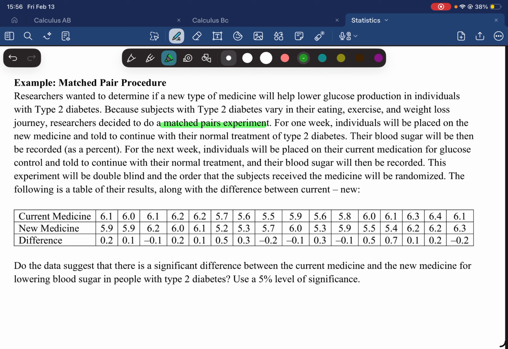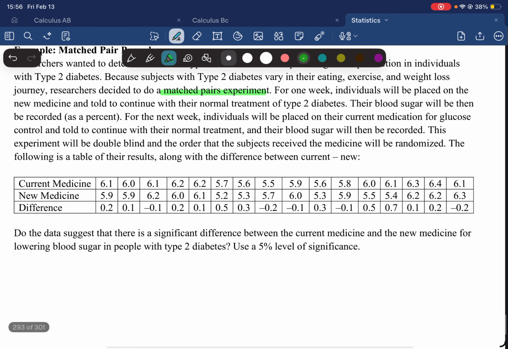For 1 week, individuals will be placed on a new medicine and told to continue with their normal treatment of type 2 diabetes. Their blood sugar will then be recorded as a percent. For the next week, individuals will be placed on their current medication for glucose control and told to continue with their normal treatment, and their blood sugar will then be recorded. This experiment will be double-blind, and the order that the subjects receive the medicine will be randomized. The following is the table along with the difference between the current minus the new.